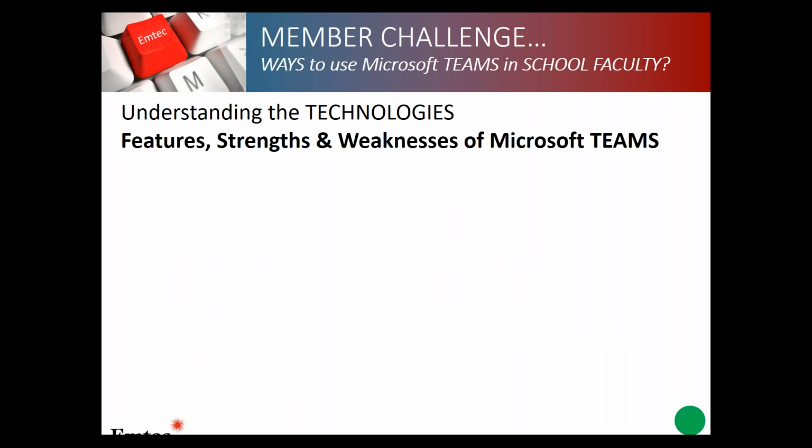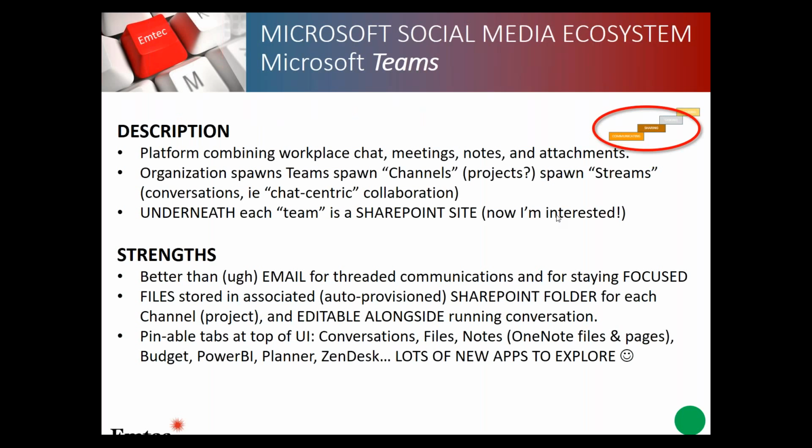Next, we've understood the people, and we've understood the activities those people are engaged in. Now we want to understand the technologies. Specifically, we're focusing only on the features, strengths and weaknesses of Microsoft Teams, because the goal is to find ways to use Microsoft Teams in a school faculty. A description of Microsoft Teams, which was presented on a previous slide back in September or October: it's a platform for combining workplace chat, meetings, notes, and attachments, all in a friendly interface that can be found on a laptop, a tablet, or a mobile device.